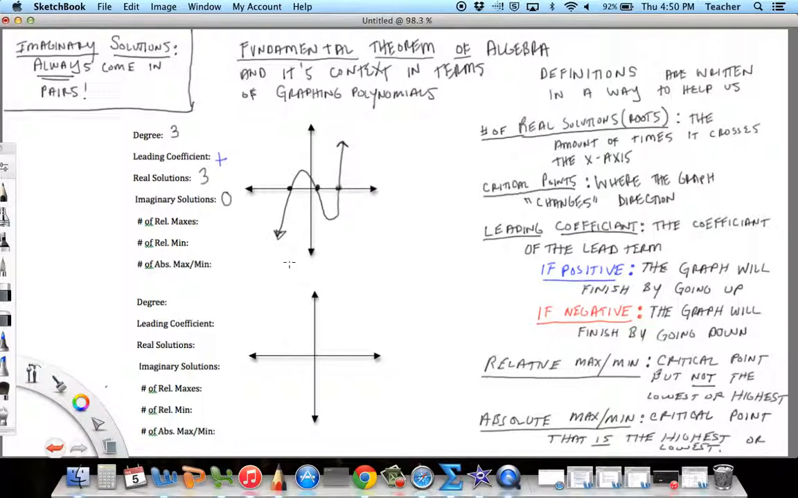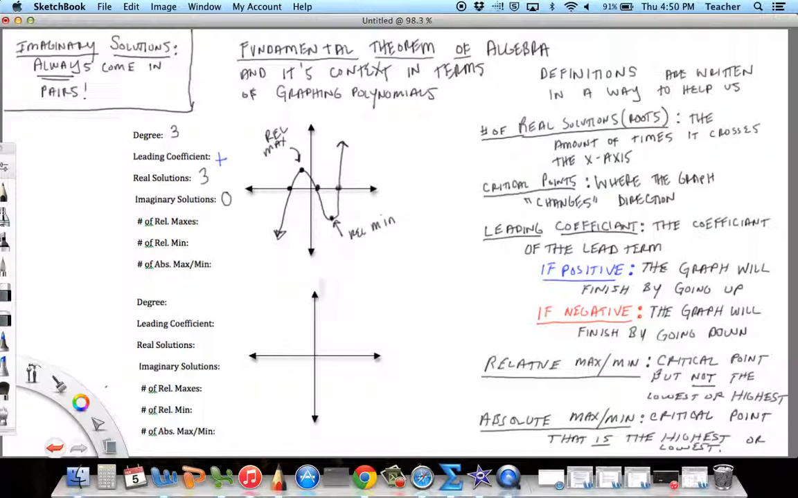There is a general degree 3 polynomial with a positive leading coefficient, 3 real solutions, and 0 imaginary solutions. Now let's talk about what a relative maximum is. We have a relative maximum right here. It's a maximum point, but it is not the highest point, so that is a relative max. What about this one? Here's a change in direction. This is a critical point, and we're going to call that a relative minimum.